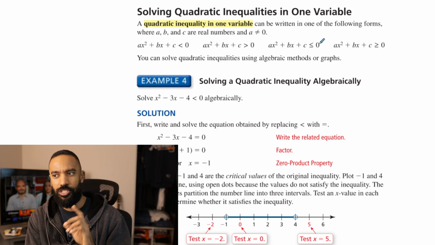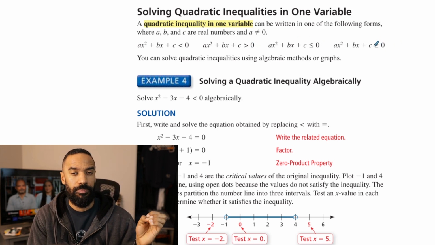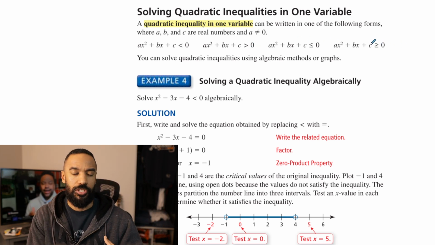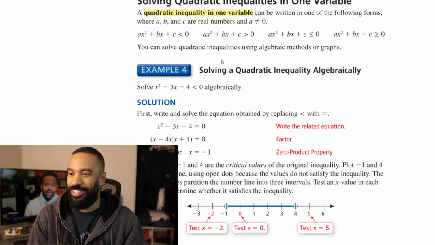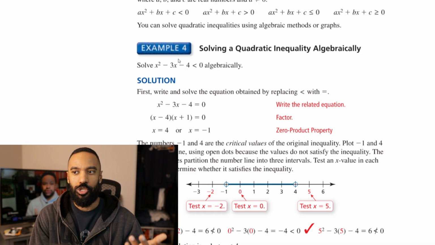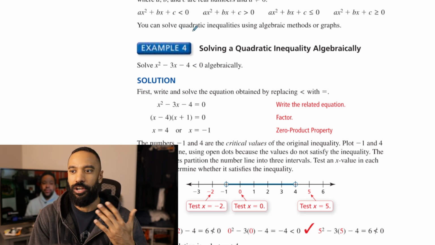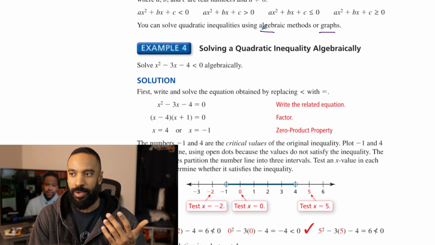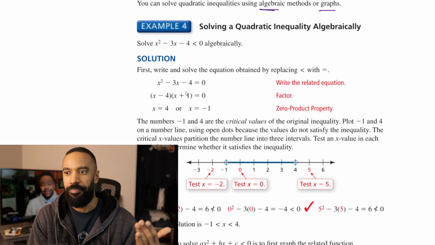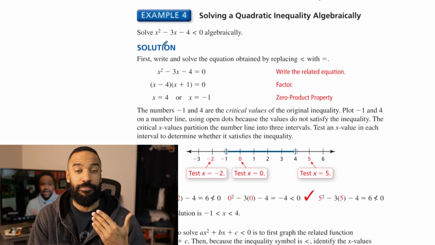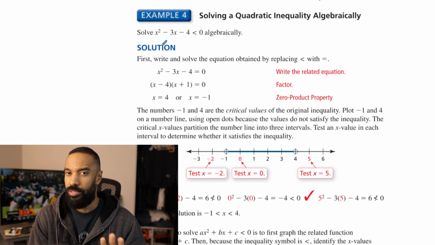Now notice they have it set equal, well, against 0, which means if it's not to begin with, you might want to do that. So let's make sure that we do. So to solve algebraically, they're saying you can solve using algebraic or graphing methods. So starting with algebraically, I imagine they're going to let us be able to factor a lot of these. That's not always true. Definitely not always true.